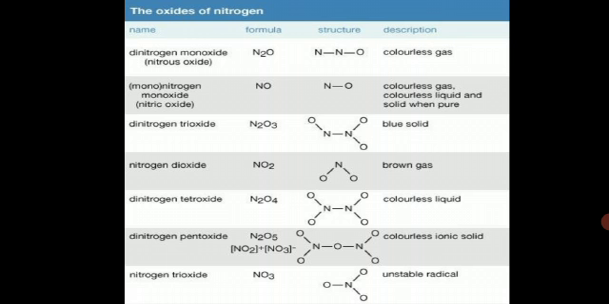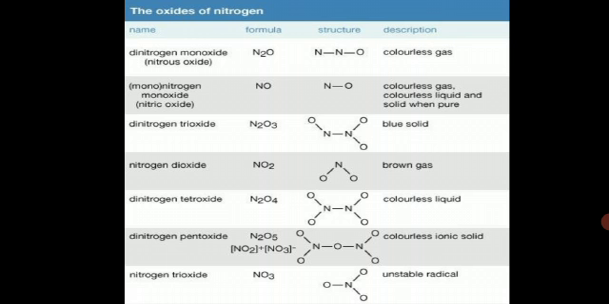Dinitrogen trioxide, N2O3, you can see the structure. You practice all these structures, and it's a blue solid. NO2 has a bent structure, it is a brown gas. Dinitrogen tetroxide, N2O4, again you can see the structure there, it is a colorless liquid. Dinitrogen pentoxide, the structure is there, a colorless ionic solid. And nitrogen trioxide, it is an unstable radical, you can see it there.